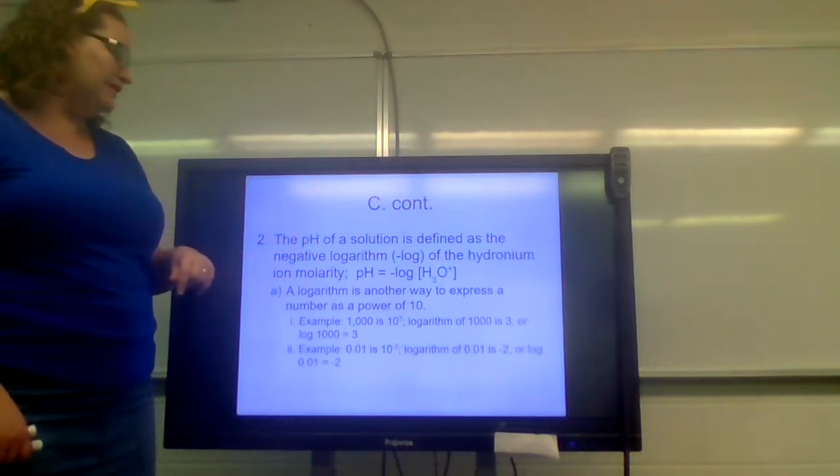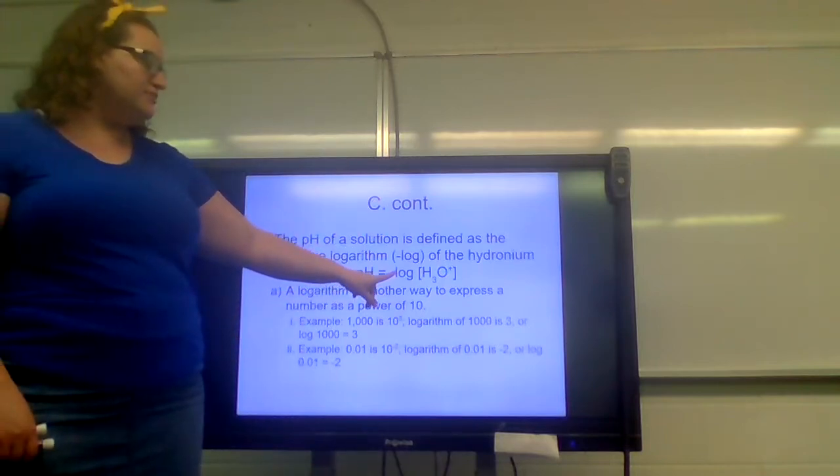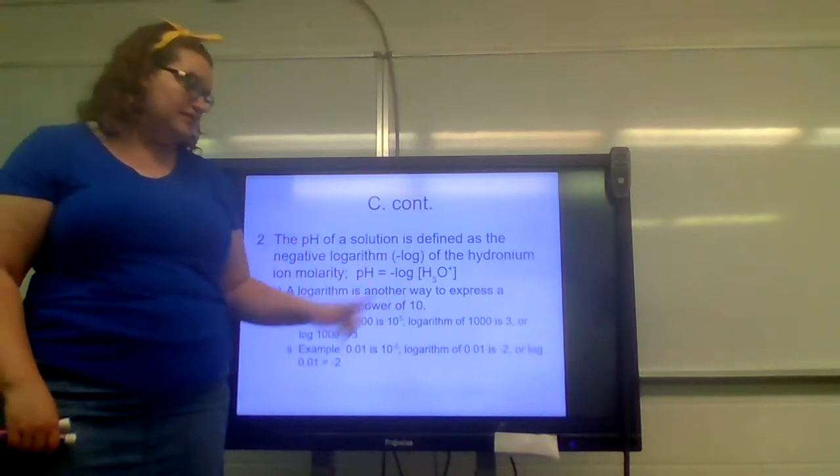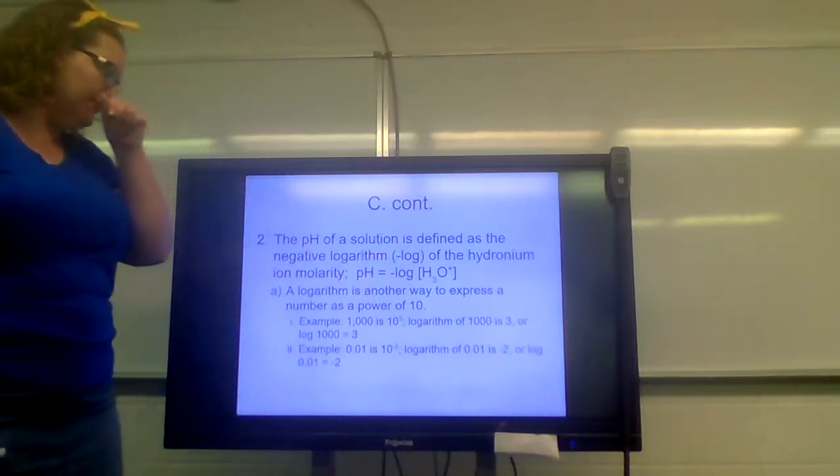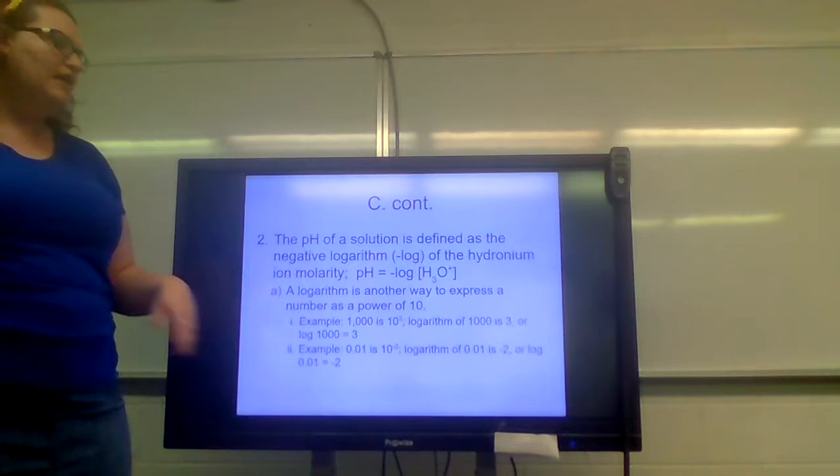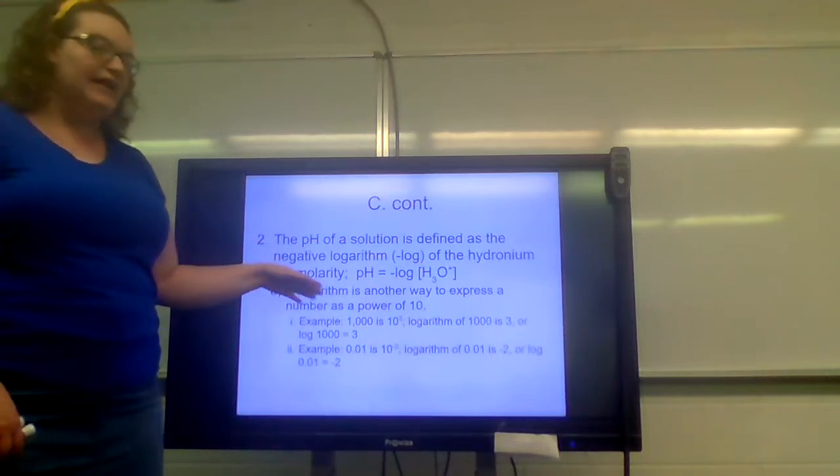All right, so the pH of a solution is defined as the negative logarithm of the hydronium ion molarity, or pH is equal to negative logarithm of H3O+. Now, a logarithm is just another way to express a number as a power of 10.